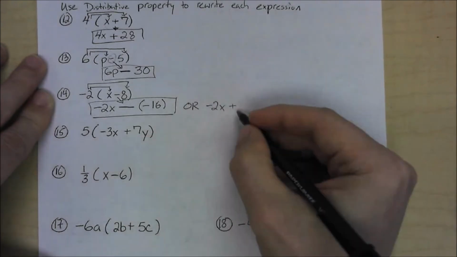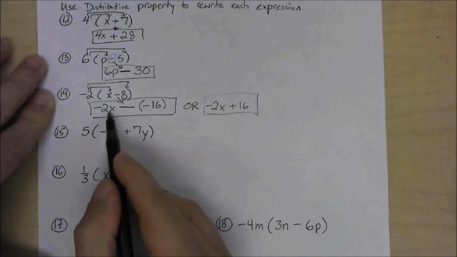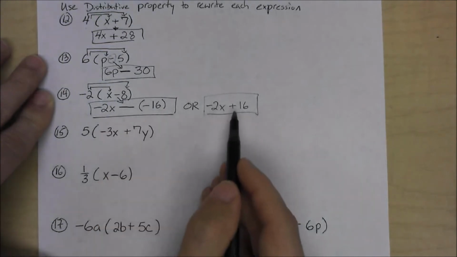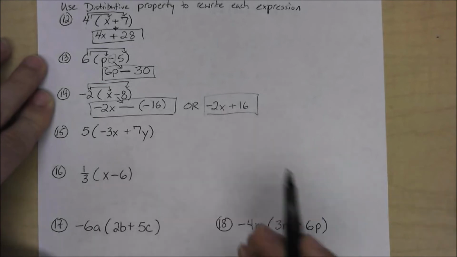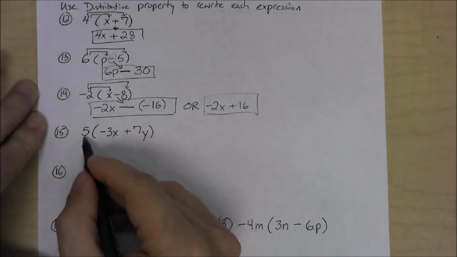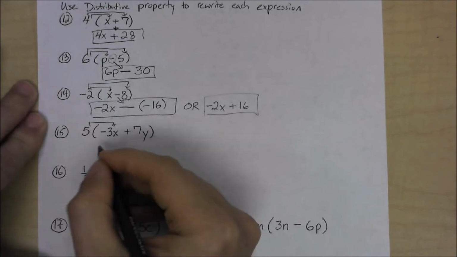Now, if you use keep, change, change to rewrite this as an addition problem, keep -2x, change minus to plus, change -16 to +16. You could do that too. I'm guessing most of you are going to have this on your test, and that's fine. That's what I'm going to be looking for. But if you write that, that's also correct. And this is the more simplified version.